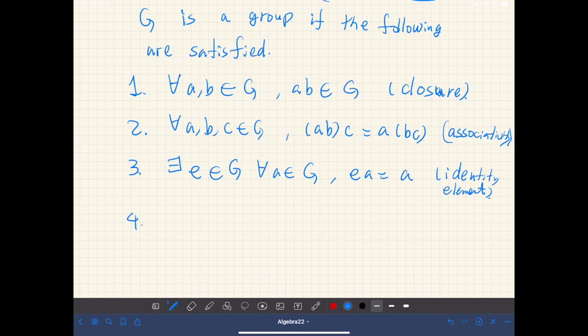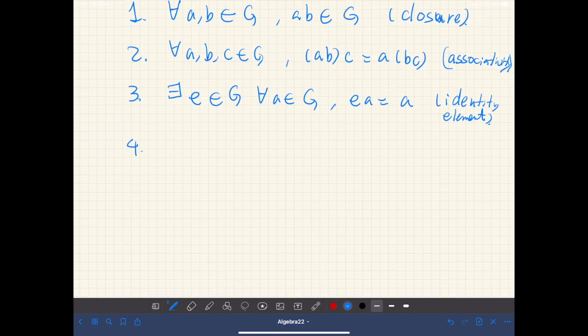And fourth, for all elements A in G, there exists an element which we denote by A inverse, which is in G, such that A inverse times A is equal to the identity element. So this is the requirement for the inverse element.